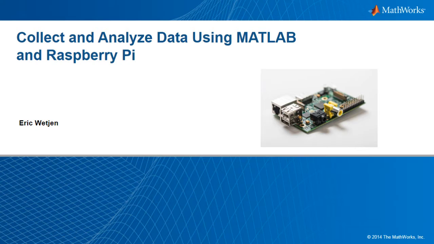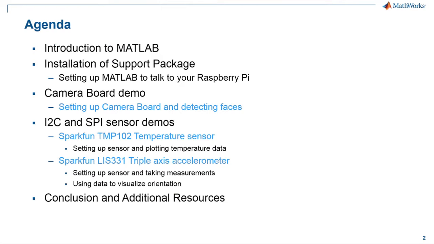Before we get started using MATLAB with Raspberry Pi, let's go over the agenda for this part of the presentation. First, I will start out by providing a brief introduction to MATLAB for those of you who may not be familiar with it. Next, I will explain how to install the MATLAB support package for Raspberry Pi. This will be followed by some demos showing how to use MATLAB with a camera board and with some I2C and SPI sensors. Finally, we will conclude the webinar with some additional resources.